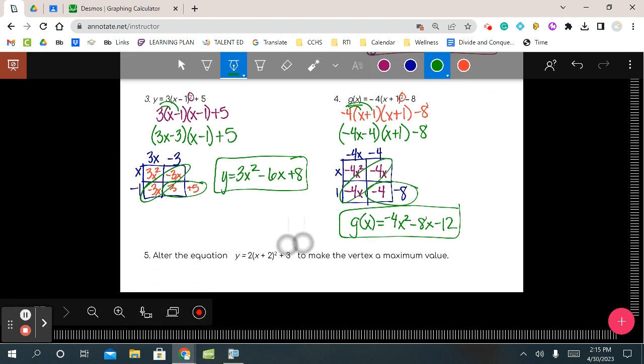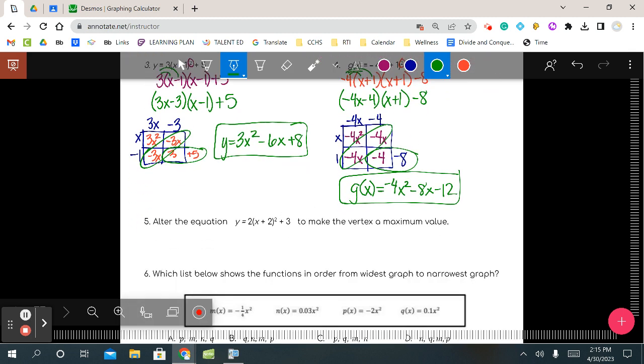Okay, are there 2 questions? Yeah, 2 questions. Okay, the first one says alter the equation to make the vertex a max value. If you were to graph this right now, this is your vertex, and it's going like this. So right now your vertex is a min. So just think, if I wanted to flip it, it needs to go like this to make that vertex a max.